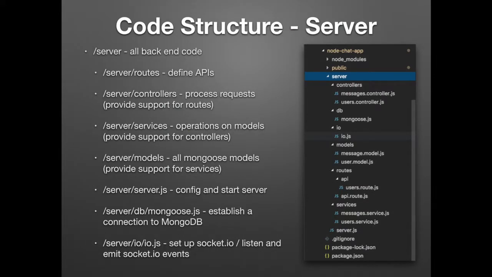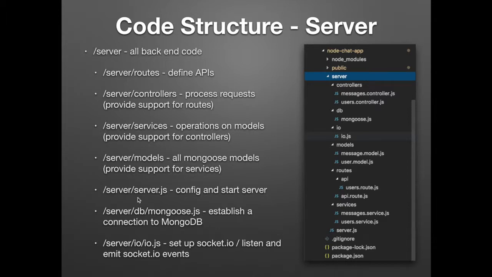The server side code structure is as follows. First, I have a server folder. In the folder, I have a rules folder for defining APIs, a controllers folder for processing requests, a services folder for operations on models, and a models folder for all Mongoose model definitions.